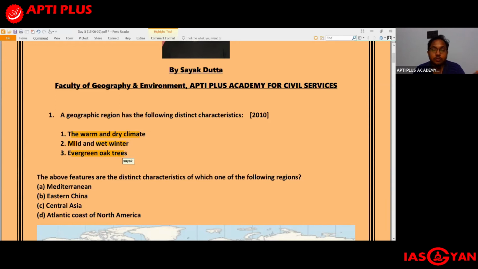And because of the warm and dry climate, some very characteristic species of vegetation will be found over here. One such is the evergreen oak trees, and apart from that, olive is another very important one, along with different types of citrus fruits. So that is another very important characteristic of these regions. So the answer should be 1A, Mediterranean region.